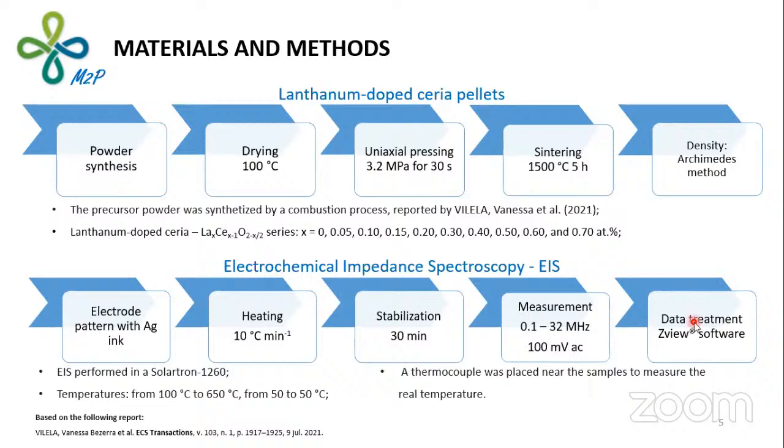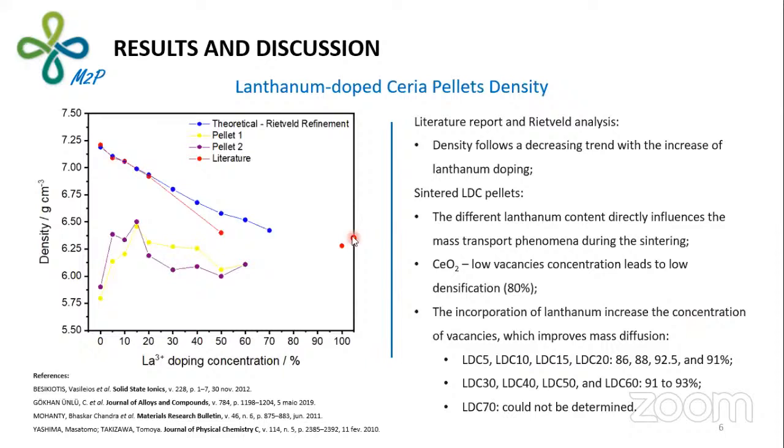Well, a first analysis was the evaluation of the density. To evaluate the densification process, the final density was compared to the theoretical values obtained by Rietveld refinement and values reported in the literature. As you can observe, the density follows a decreasing trend with increasing lanthanum doping for the theoretical values, and for the sintered lanthanum-doped pellets, the density follows a different trend. This occurs due to the different content of lanthanum in this structure.